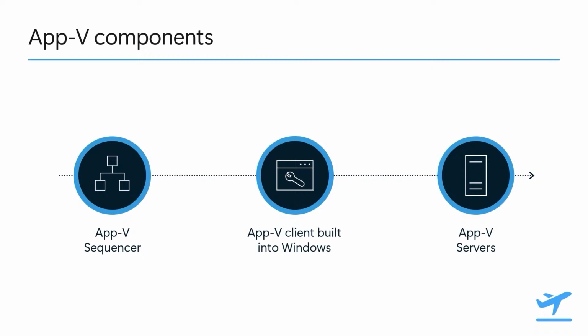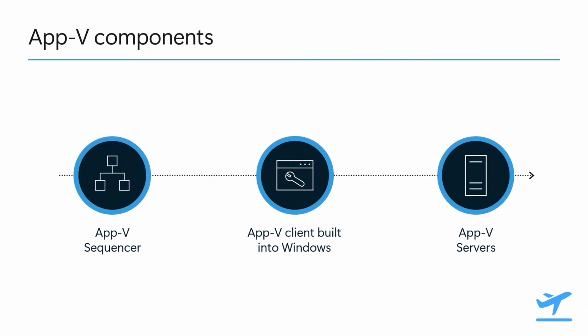AppV. Now, there are 3 parts to AppV as a feature. One is the sequencer, which comes along with the Windows Client SDK. One is the client, which is built into Windows. And the third part is all of the server infrastructure. So the IaaS bits, the database and the application servers, etc.